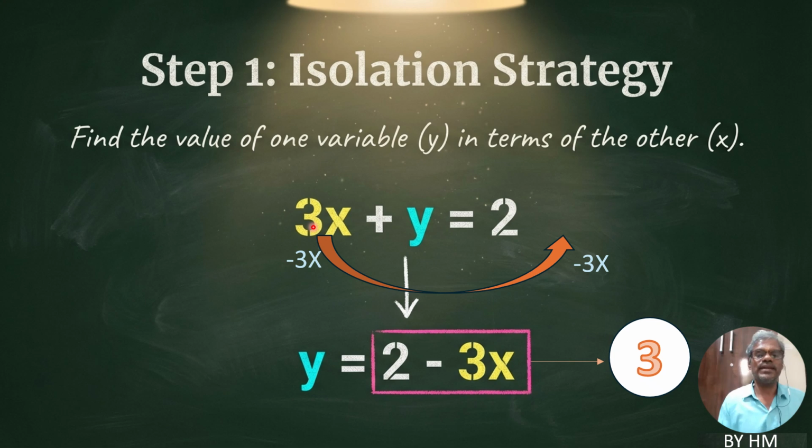While moving 3x from left to right, it becomes negative. We know that when we move a positive term from left to right, it becomes negative, or a negative term from left to right, it becomes positive. Also, you can eliminate 3x from the left side by adding minus 3x to both sides. Thus, we get y is equal to 2 minus 3x, equation 3 here.